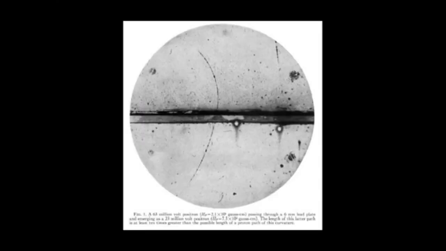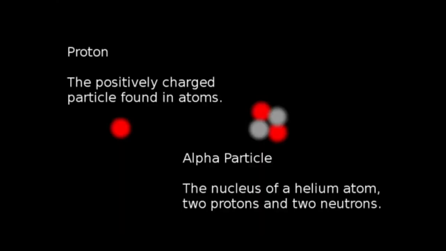What Carl Anderson found was a positive charge in cosmic rays, not unusual as both protons and alpha particles are positively charged. However, he found the mass of the particle to be significantly less than that of a proton. It was at most twice the mass of an electron.